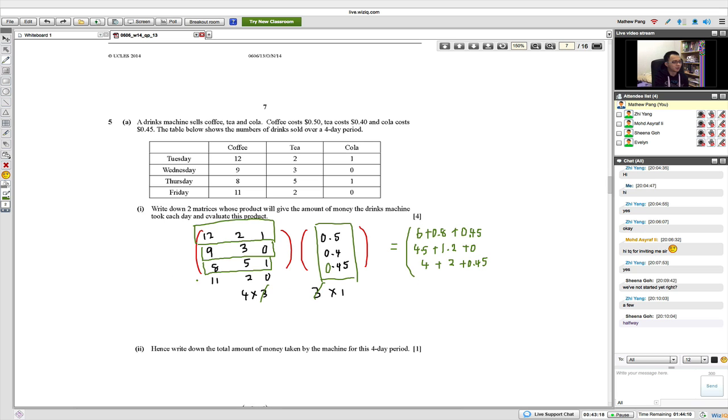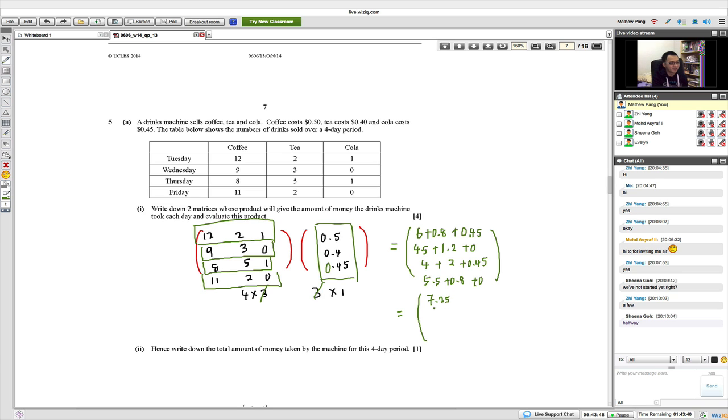And the last row will be 11 multiplied by 0.5, which is 5.5. And 2 multiplied by 0.4, you will get plus 0.8. And the last one is just 0. And then we simplify this one. Just use the calculator. Actually it's quite simple, don't need a calculator, never mind. This is 1.25, so this is 7.25.